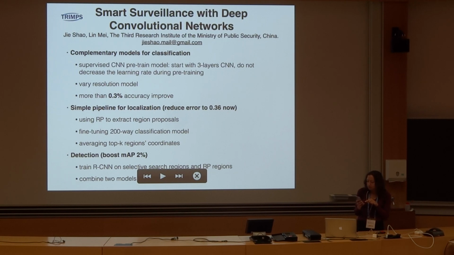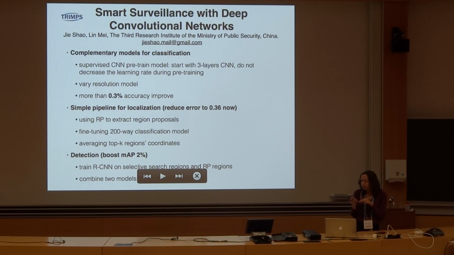In the localization task, we use a randomized Prim's algorithm to extract region proposals, then fine-tune a classification model with these regions. For a test image, we extract the regions, select the top K probable regions, and average their coordinates. We reduce localization error to 0.36 using a simple pipeline.